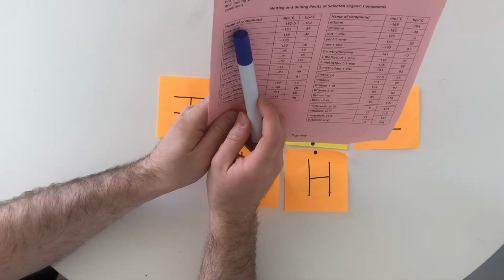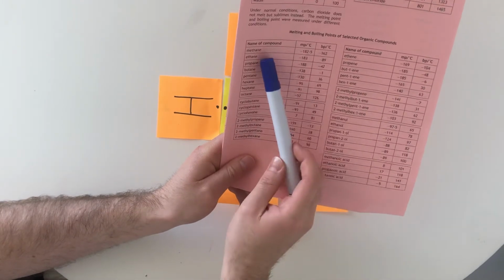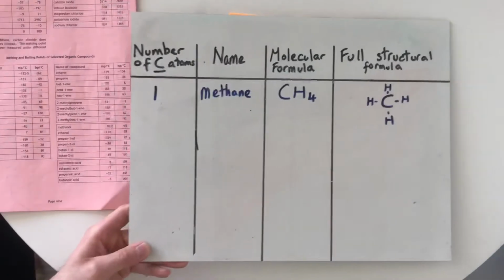So let's look at our list now. Methane was when our hydrocarbon had only 1 carbon atom. Ethane is next on the list, and that's when you've got 2 carbon atoms. So let's go and add that to our table.